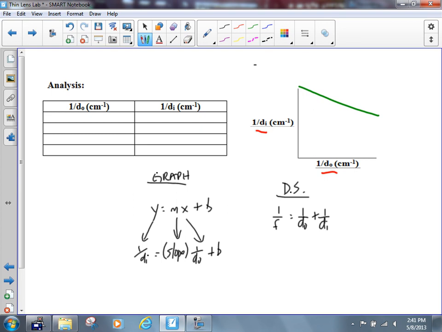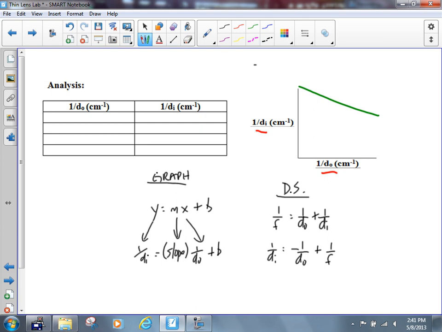Now let's rearrange this equation to take the same form as the equation from our graph. 1 over di, let's take the 1 over do over by subtracting. It becomes negative 1 over do plus 1 over f. Now somebody earlier asked me, well, why didn't I say 1 over f minus 1 over do? Is that the same thing? It is. Can anybody suggest to me why I put it in that form as opposed to 1 over di equals 1 over f minus 1 over do?